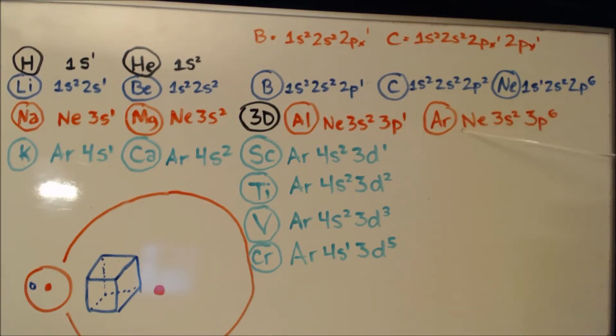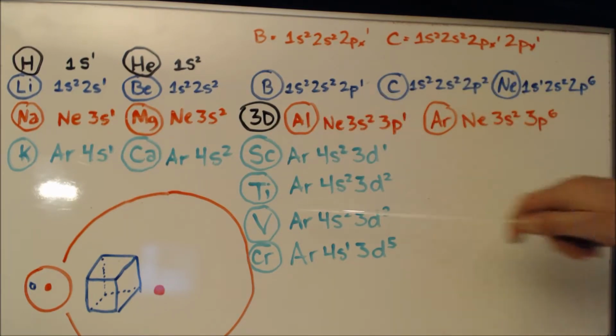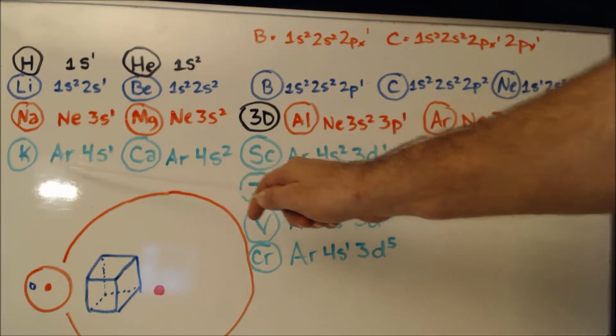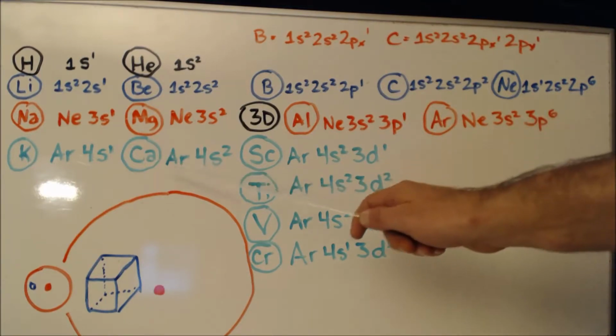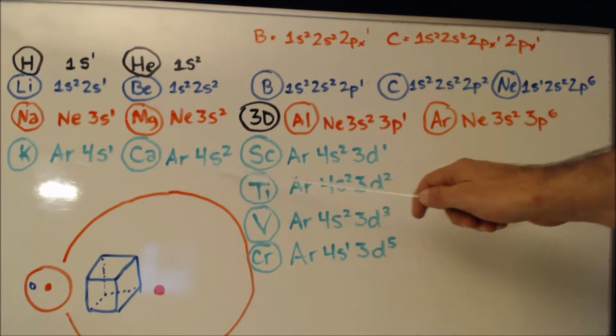You do all that up to argon. You keep just raising this number up, 2, 3, 4, 5, until you get up to argon, which is 6. Now that's where things get weird, right? You've got potassium, and argon's the last thing you did. It had filled up the entire orbital in that shell. So you have argon 4s1, because you always start out with an s orbital, right? Calcium, easy enough. Argon plus 4s2.